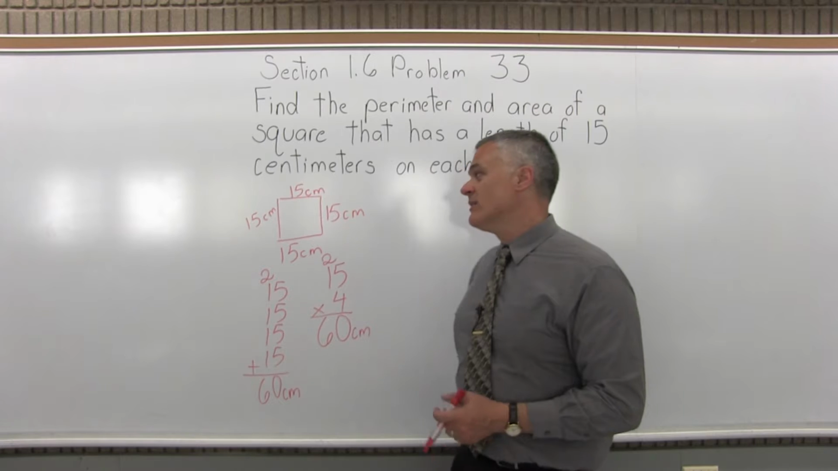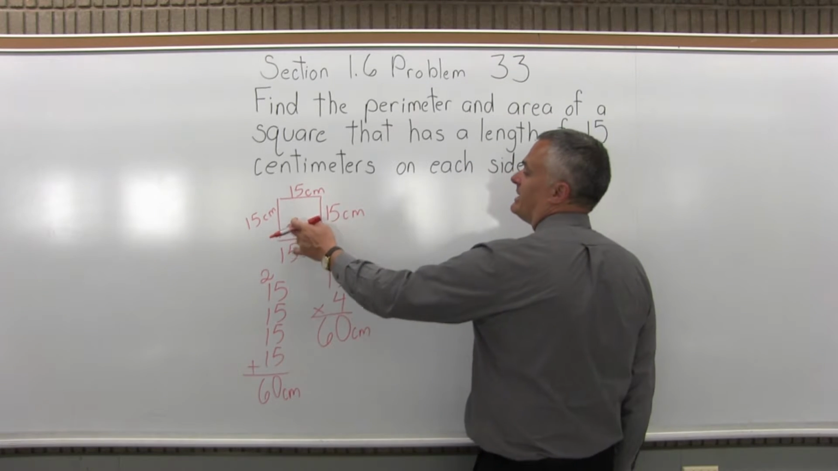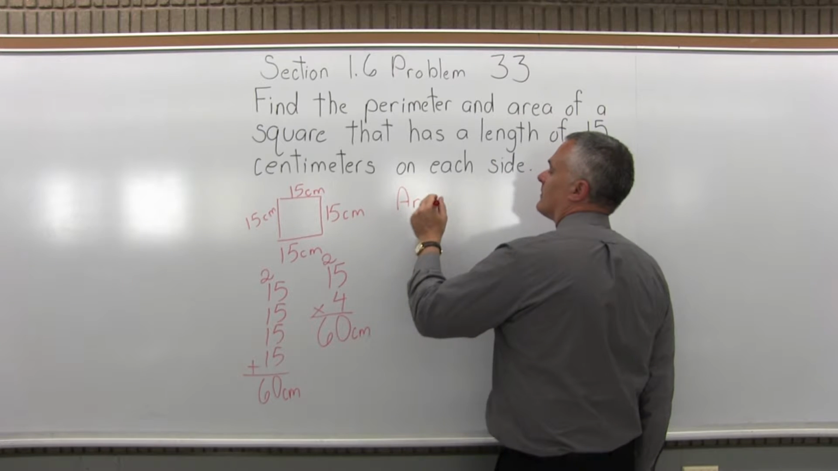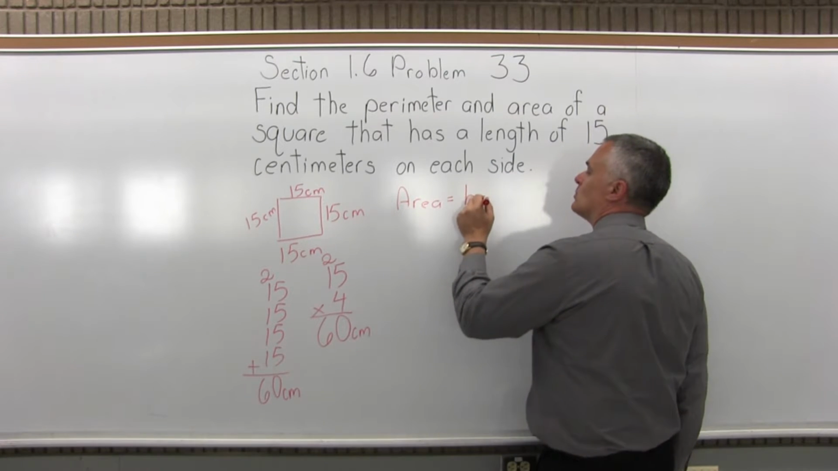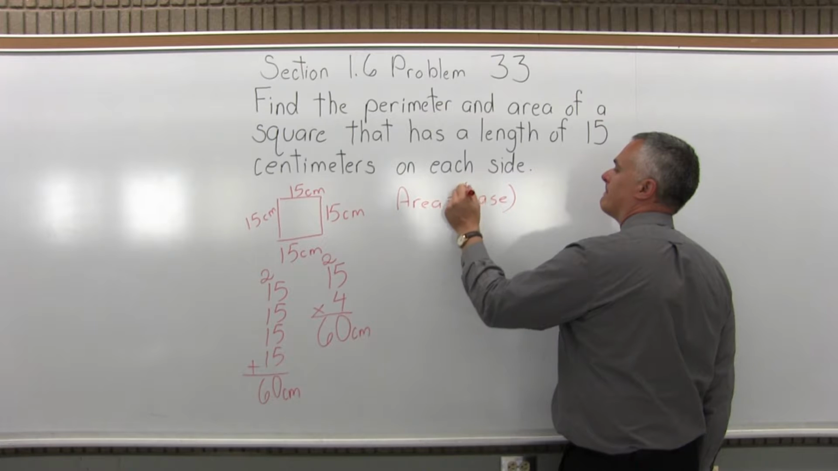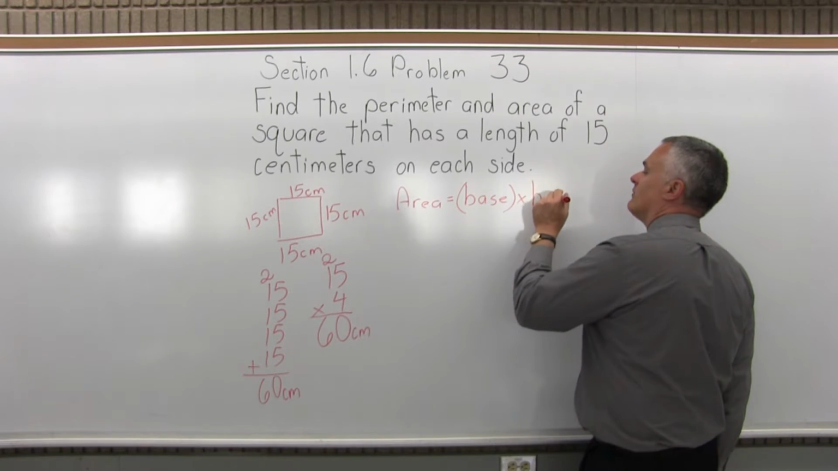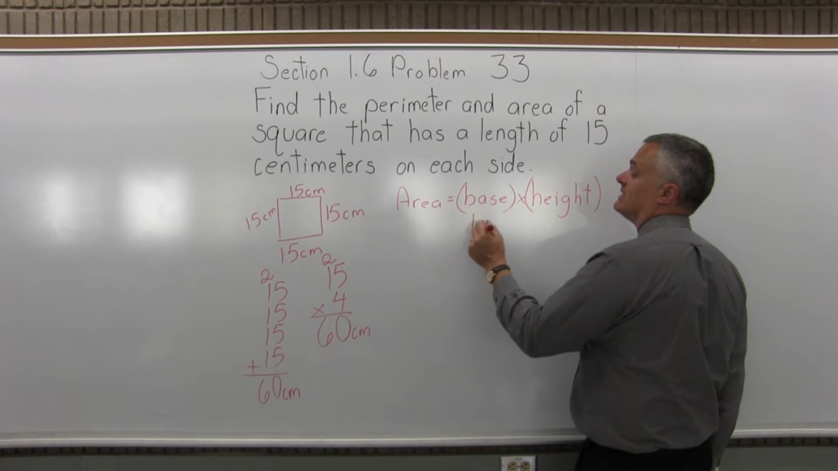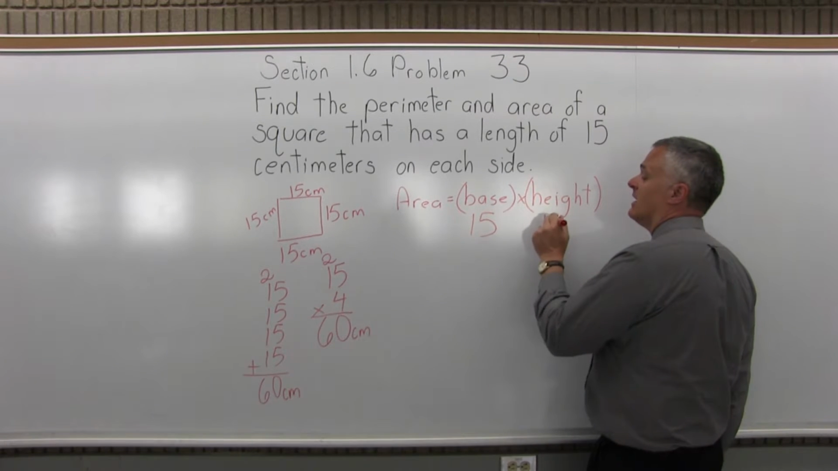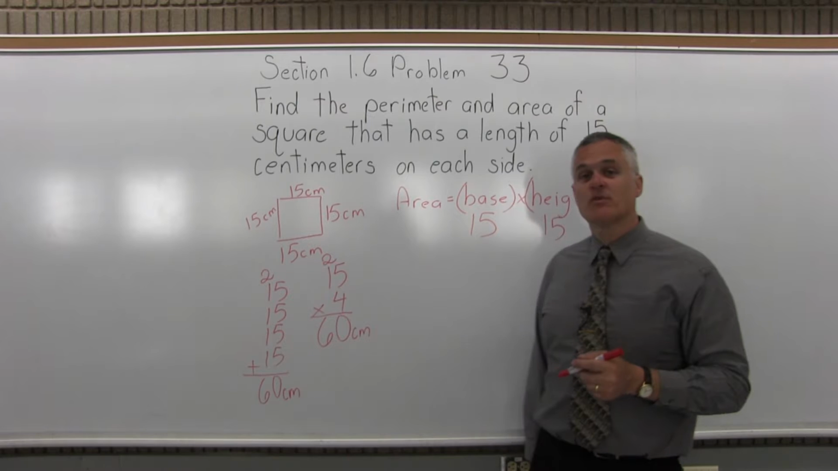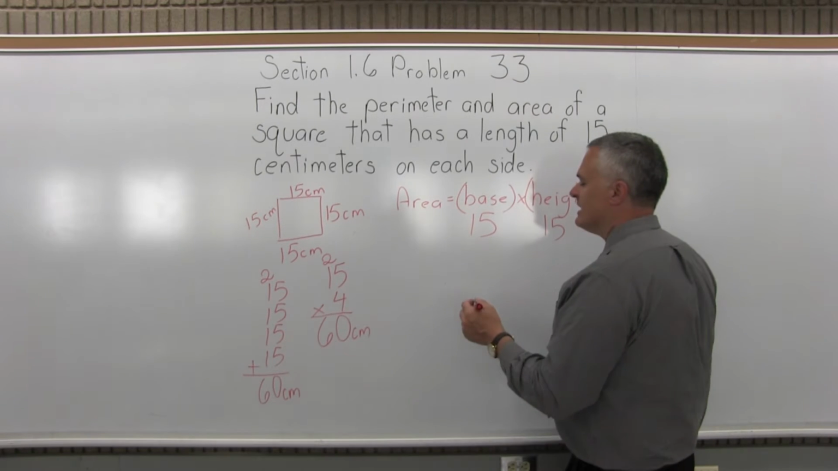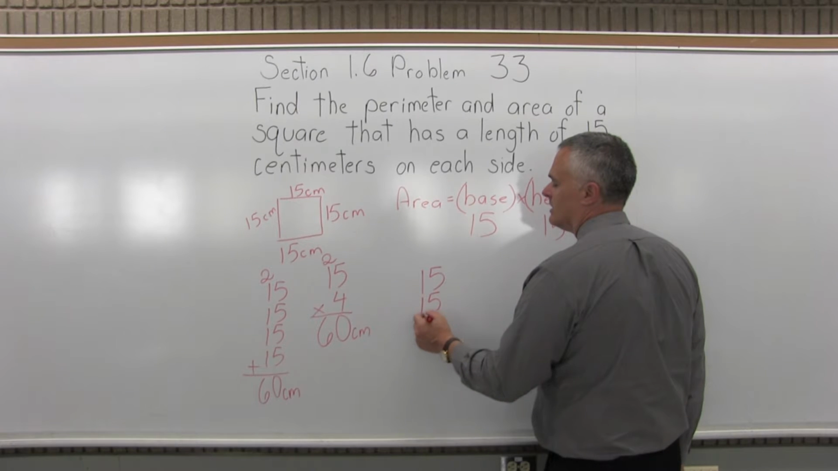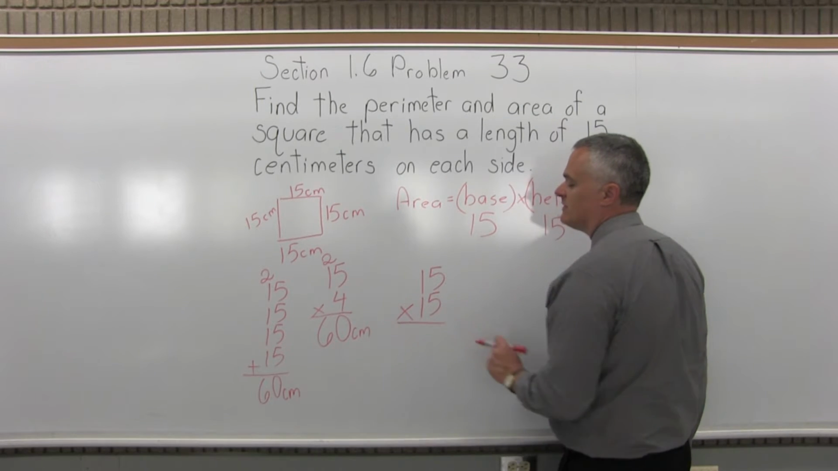Now, how about the area? The area is the base times the height, or you could write length times width. Of course, if it's a square, the base and the height are going to be the same measurement. In this case, they're both 15. The base is 15. The height is also 15. So I have to multiply 15 times 15. That's getting to be a little bit big to do in your head without writing it out. So I will write 15 times 15.